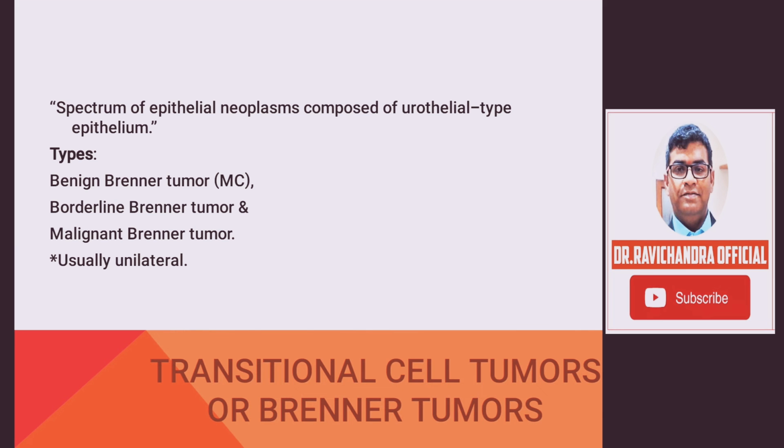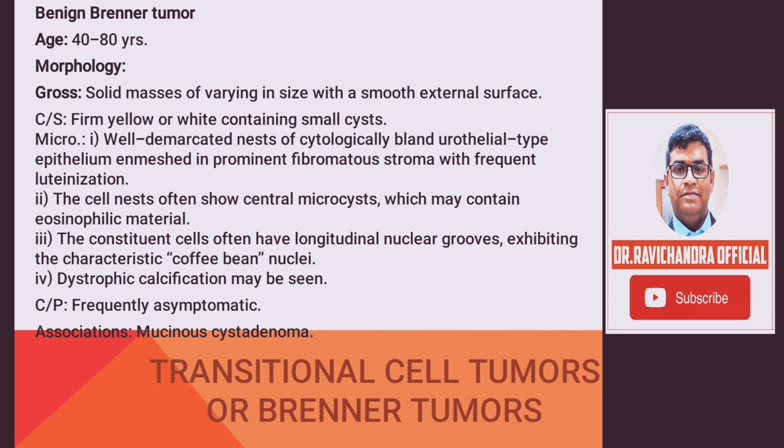So, most common is benign Brenner tumor, usually unilateral, seen in the 40 to 80 years age group, with gross features showing solid masses of varying size with a smooth external surface, and cut section is very firm, yellowish or white, containing small cysts.